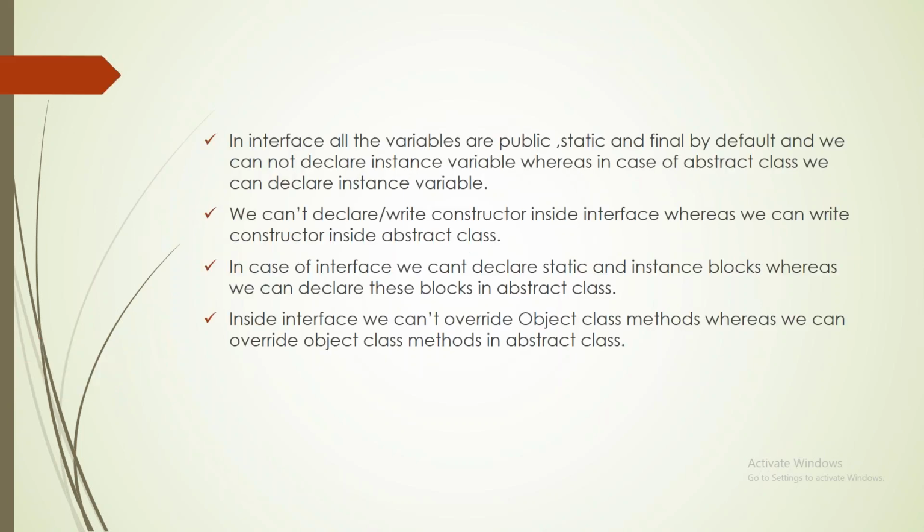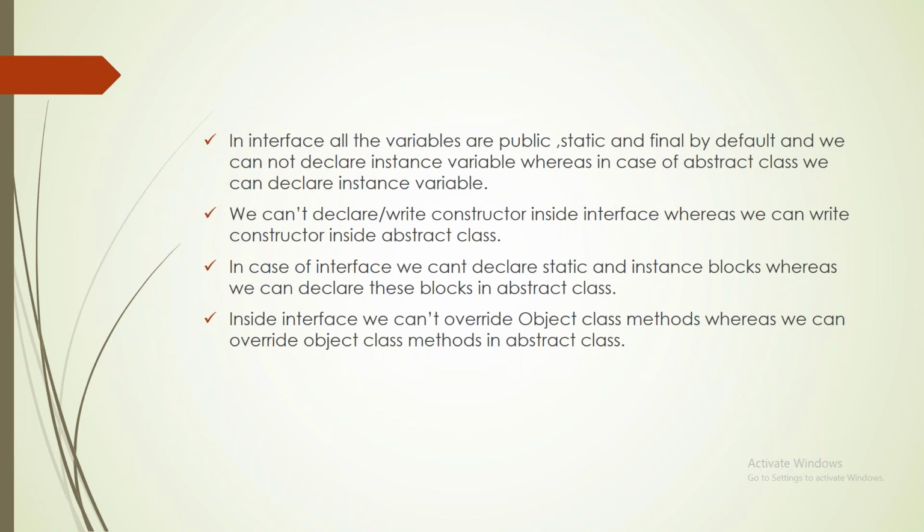So let's start. In case of interface, all the variables are public, static, and final by default, and we cannot declare instance variables. Whereas in case of abstract class, we can declare instance variables also. We don't need to write public, static, and final explicitly in interface variables. But in abstract class, only if we declare the variable explicitly as public, static, and final will it be considered as such. So this is one of the differences.